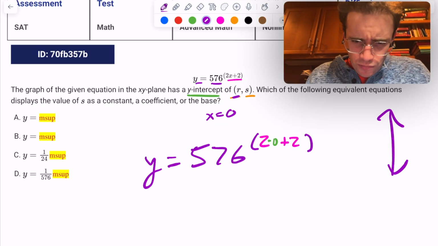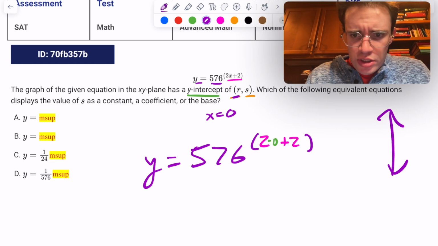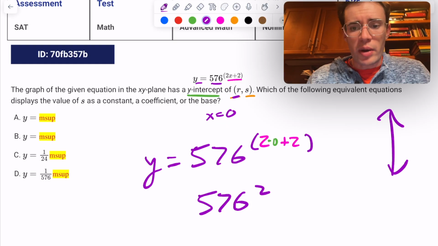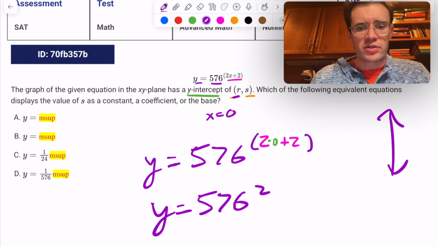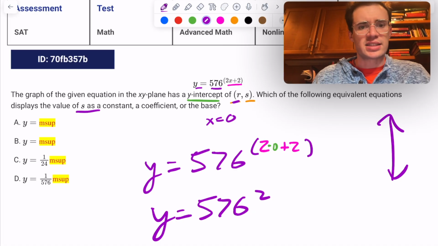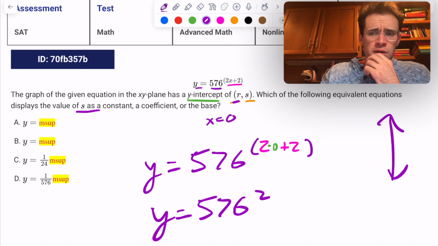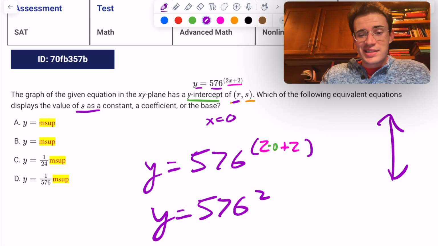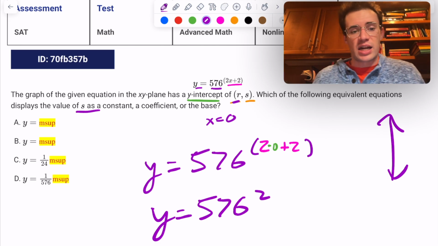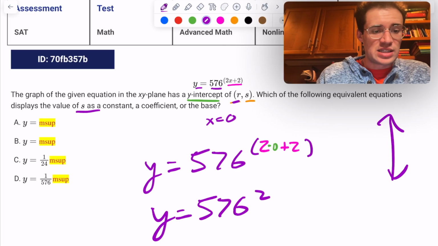So 2 times 0 is 0. 0 plus 2, we get 576 squared. So y equals 576 squared. Which of them displays the value of s as a constant, a coefficient, or a base? So I guess whichever one of them has 576 squared, and I'm not even going to multiply that out because, again, they don't have it as an option. But I assume that's not C or D then. I don't know if one of these would have that written out.